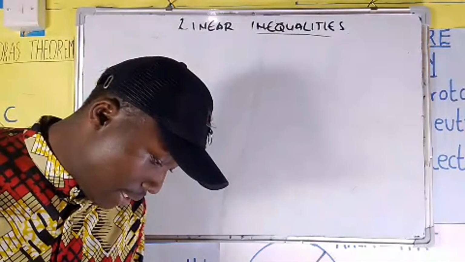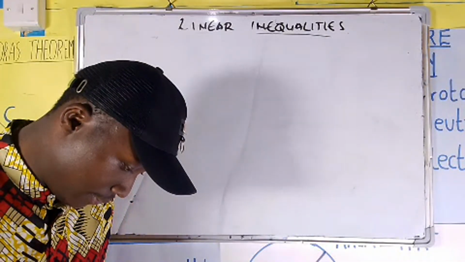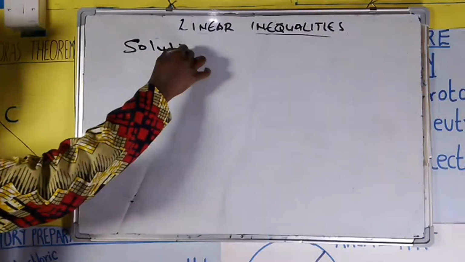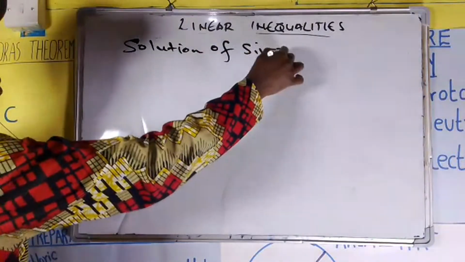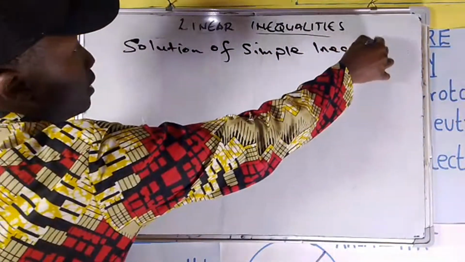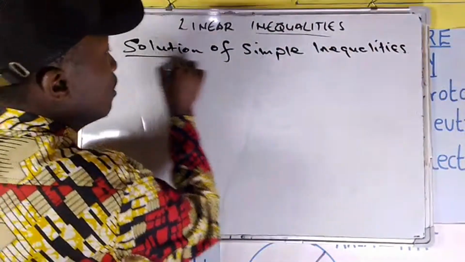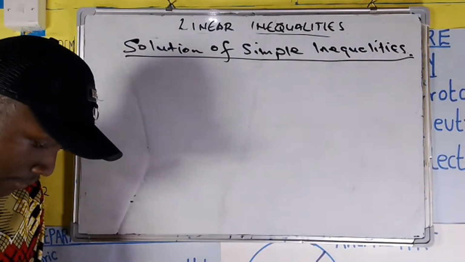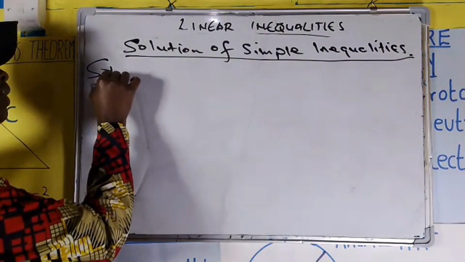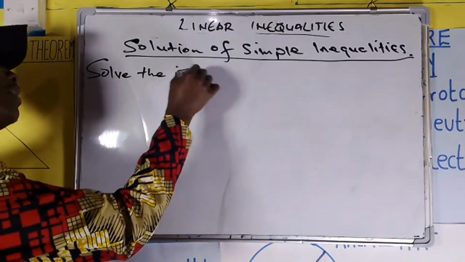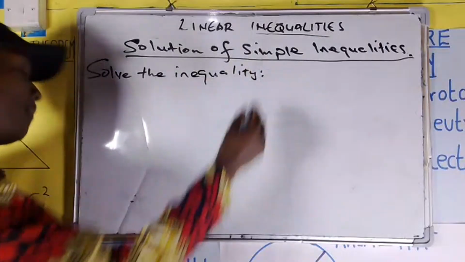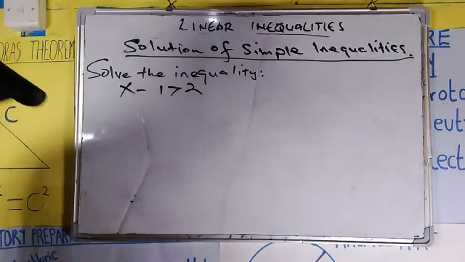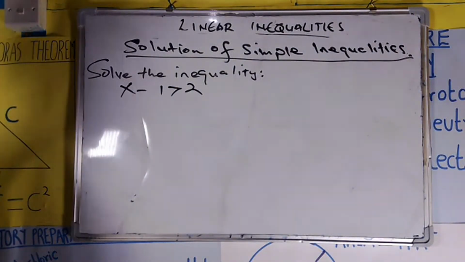The next thing we will be learning about is solution of simple inequalities. So for solution of simple inequalities, we can have an example here. Solve the inequality. And the inequality is x minus 1 is greater than 2.